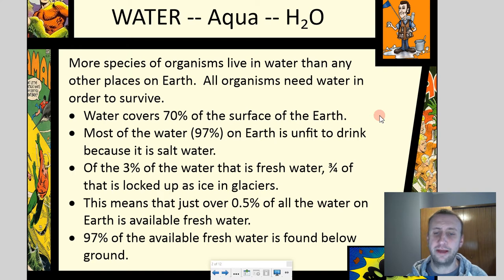Of the 3% of the water that is fresh water, 3/4 of that is locked up as ice in glaciers. So that leaves us with 1/4 of 3% that is maybe usable. So just over 0.5% of all the water on Earth is available as fresh water for us and other organisms that need fresh water to drink. And 97% of that is found below the ground. There's so little water that's drinkable. So that gives you an idea, when people talk about water shortage and you're like, well, there's water everywhere. That's why. Most of it is either not drinkable because it's salt water, not accessible because it's tied up as ice in glaciers, or it's under the ground.